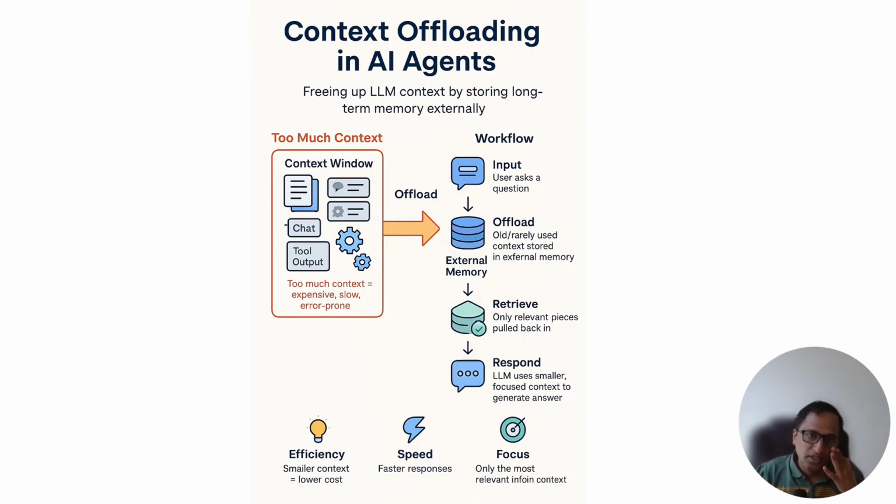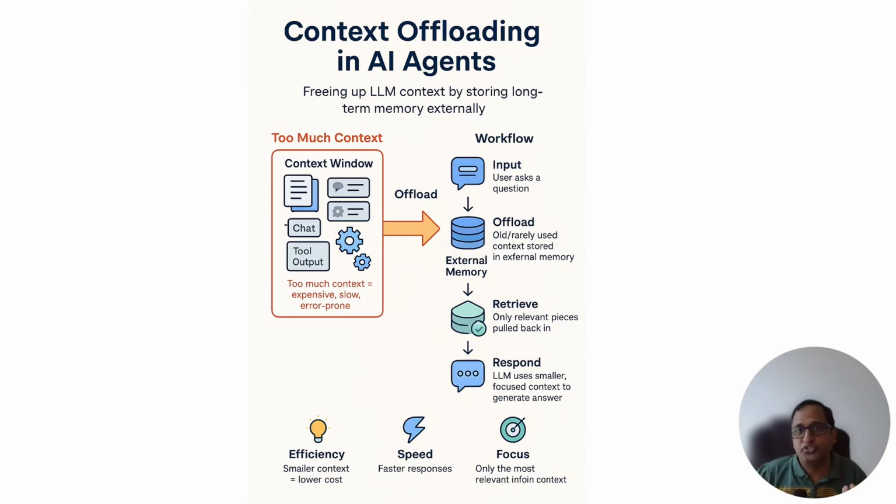So how does a typical workflow look? The user asks a question, and the agent offloads old or rarely used context into the external memory. When needed, the agent retrieves only the relevant pieces. Finally, the LLM responds using a smaller context window. This way the model always works with the most important data. Nothing extra, nothing wasted.